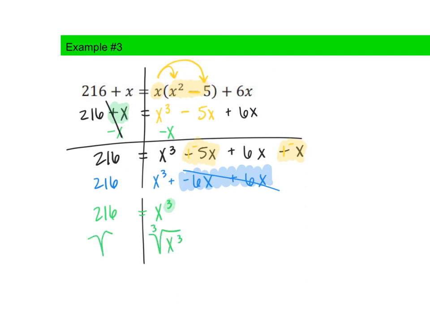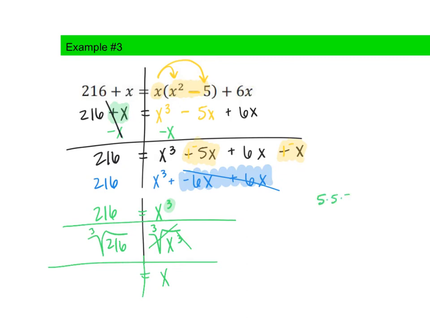And if I do it to one side, I have to do it to the other side. So I'm finding the cubed root of 216. And that's going to tell me what my answer is because x is isolated. So what times what times what equals 216? Well, I'm going to start with, let's see, 5.